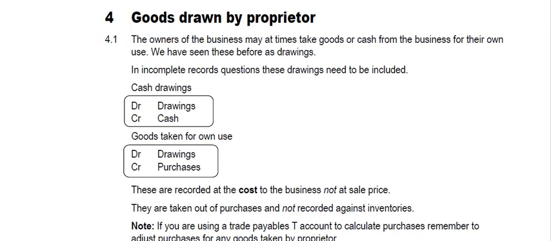Drawings are not business expenses, so drawings should not be included in the income statement. Let's look at the first drawing, where the owner of the business takes out cash. If you take out cash, it means cash is going out. So cash should be credited and the drawings account will be debited.